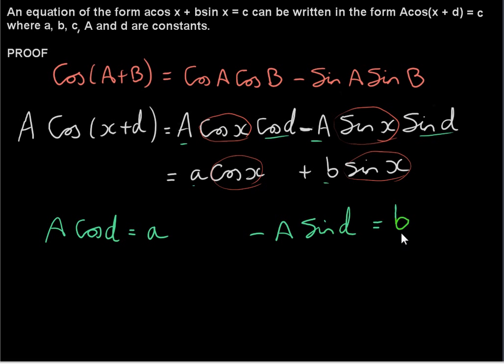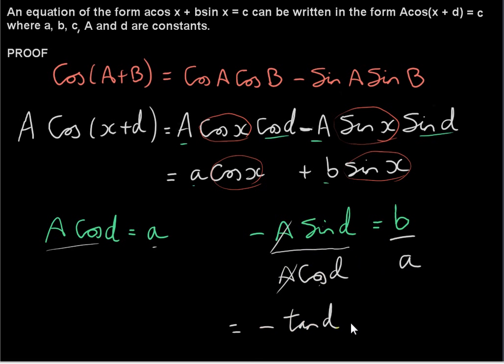Now we can take this equation and divide it by this equation. So I'll divide the left hand side of this equation by A cos d, and I'll divide the right hand side of it by a. So we're dividing both sides of this by the same thing, because A cos d is equal to a. But you see, when we do the division here, the A's cancel out. We have sin d over cos d, that's the definition of tan d. And we have b over a.